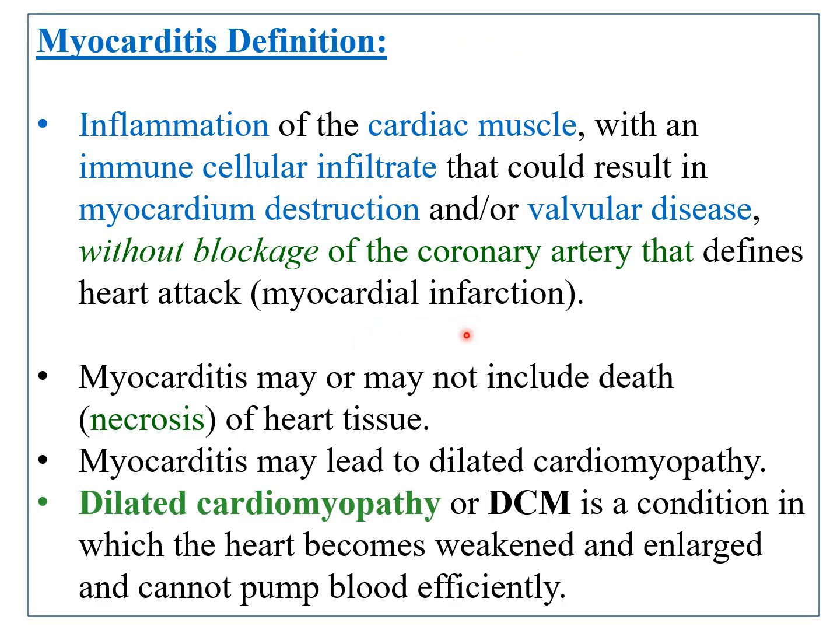Myocarditis means inflammation of the heart muscle, and it is characterized by some immune cells infiltration within this heart muscle. And this inflammation can result in myocardium destruction, and sometimes it can extend up to the valves of the heart. But all of this should happen sparing the coronary artery, because once coronary arteries are obstructed, the disease name will be changed from myocarditis to myocardial infarction.